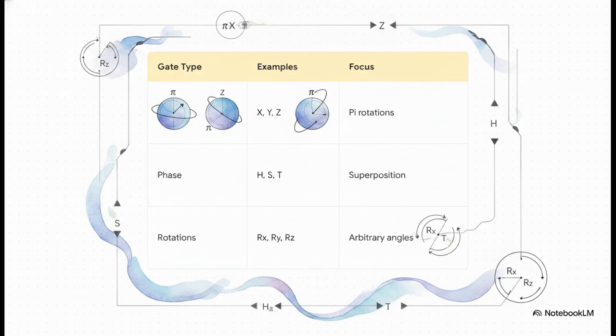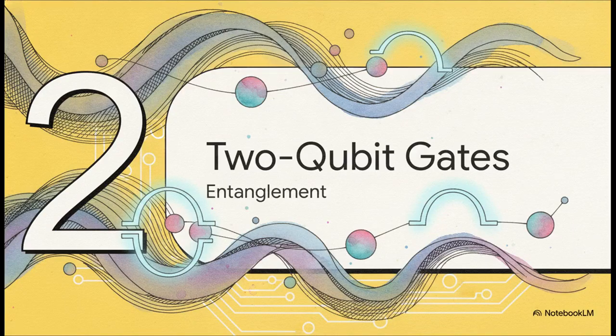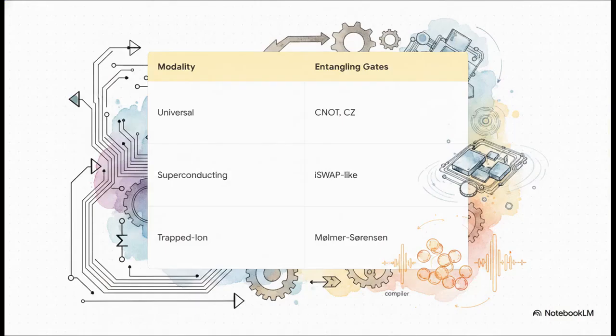You really need to aggressively burn these labels into your mind because they are the absolute bedrock of writing quantum source code. Moving right along to Section 2, 2-qubit gates and entanglement. All right, so what happens when we want multiple qubits to actually interact and correlate?